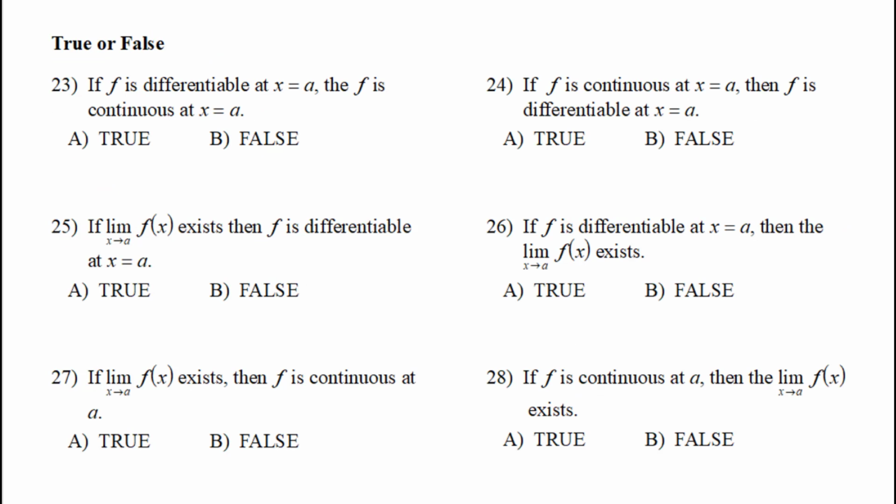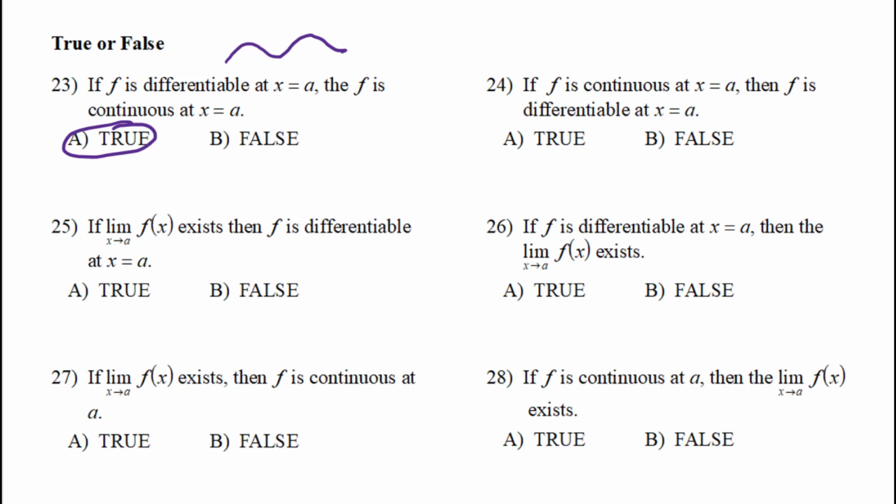The last page is just true and false using the definitions that we talked about and the theorem. We'll go through a few of these so you get the idea. 23 says if f is differentiable at x equals a, then f is continuous at x equals a. Sometimes I like to think of an example. If I have a differentiable function, I know it's going to be continuous and smooth. So does that mean it's continuous? Yes, it does.